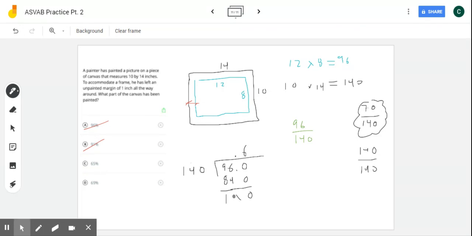140 doesn't go into 120, so we add a 0, and 140 goes into 1200. Actually, you could check 5 or 9, and it's actually closer to 9. It's 8 and some decimals. So then we know that this is the correct answer. So I'm going fast because my video is going to expire, but use these answer choices to help guide you in the long division.